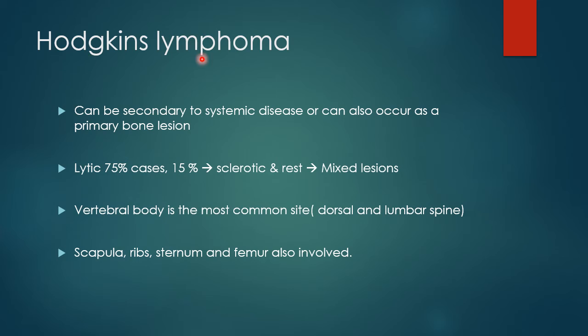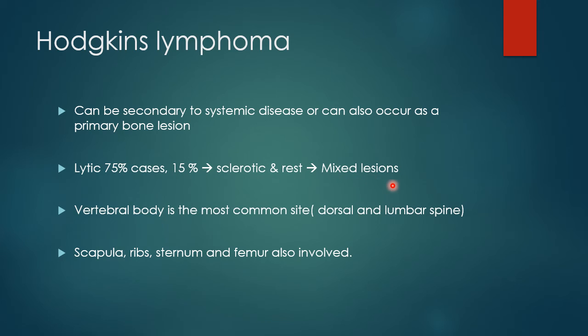Next one is Hodgkin's lymphoma. It can be a secondary lesion of systemic disease or can also present as a primary bone lesion. 75% of the cases of Hodgkin's lymphoma present as lytic destruction. 15% of the lesions can present as sclerotic destruction, whereas the rest of the lesions can present as mixed lytic and sclerotic lesions.